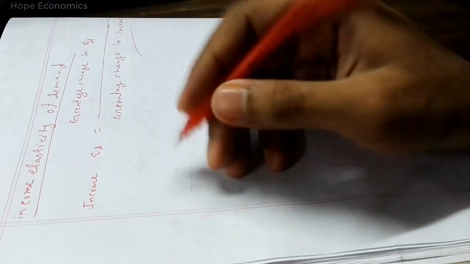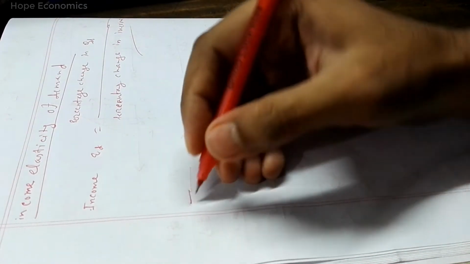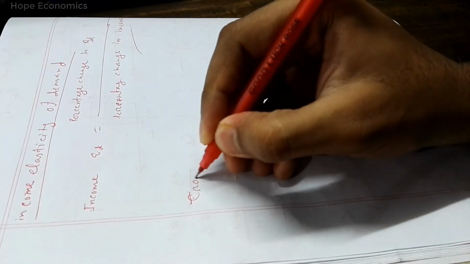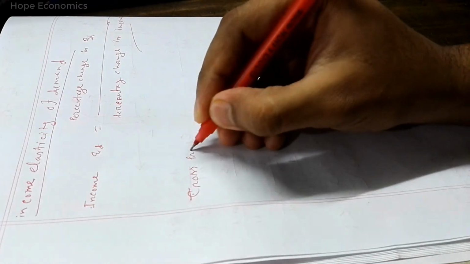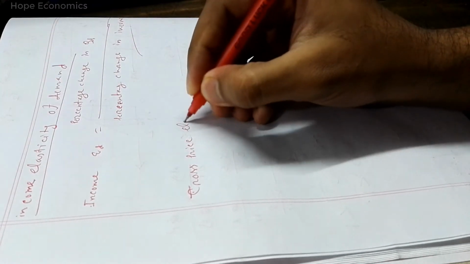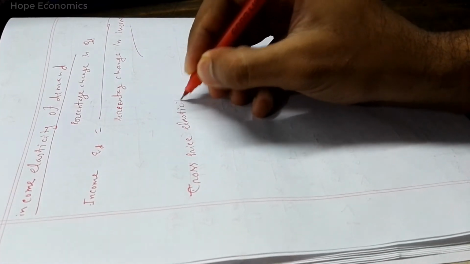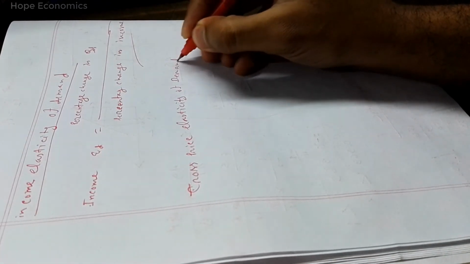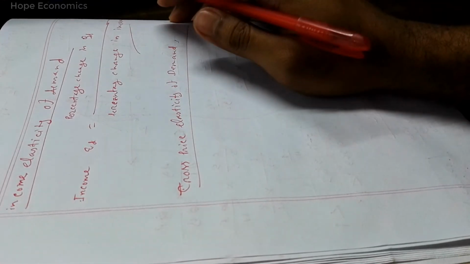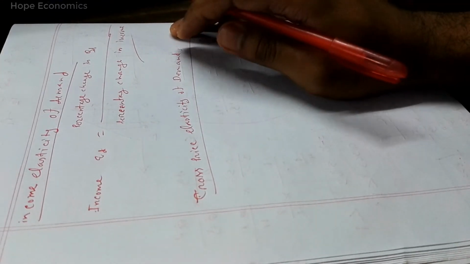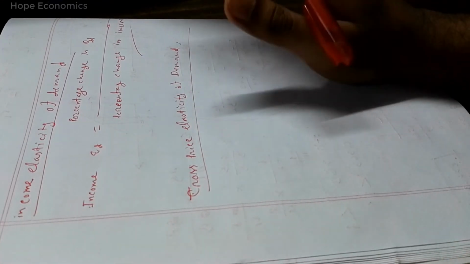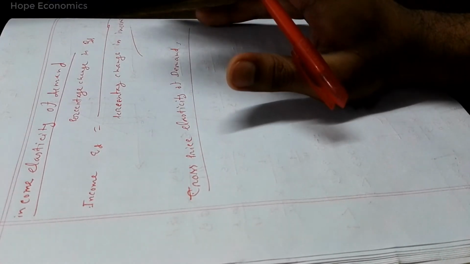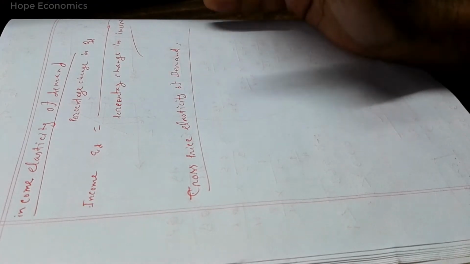The second topic is cross price elasticity of demand. What does it mean? The cross price elasticity of demand is a measure of how much the quantity demanded of one good responds to a change in the price of another good.